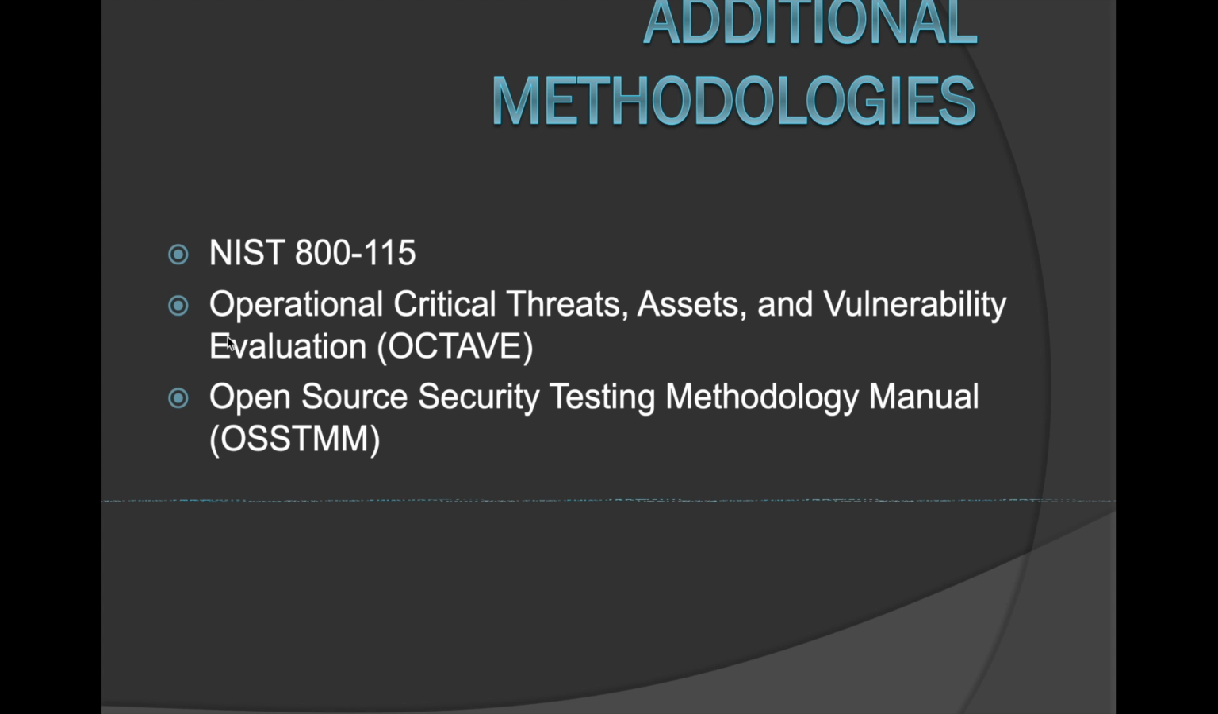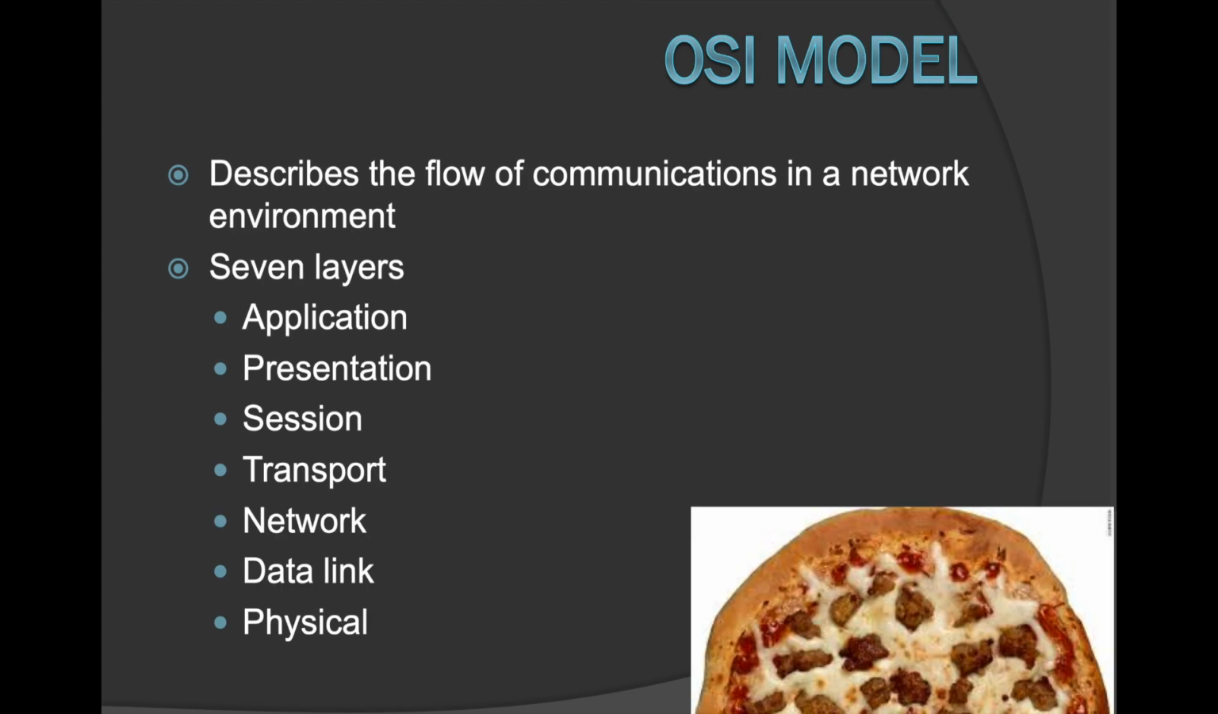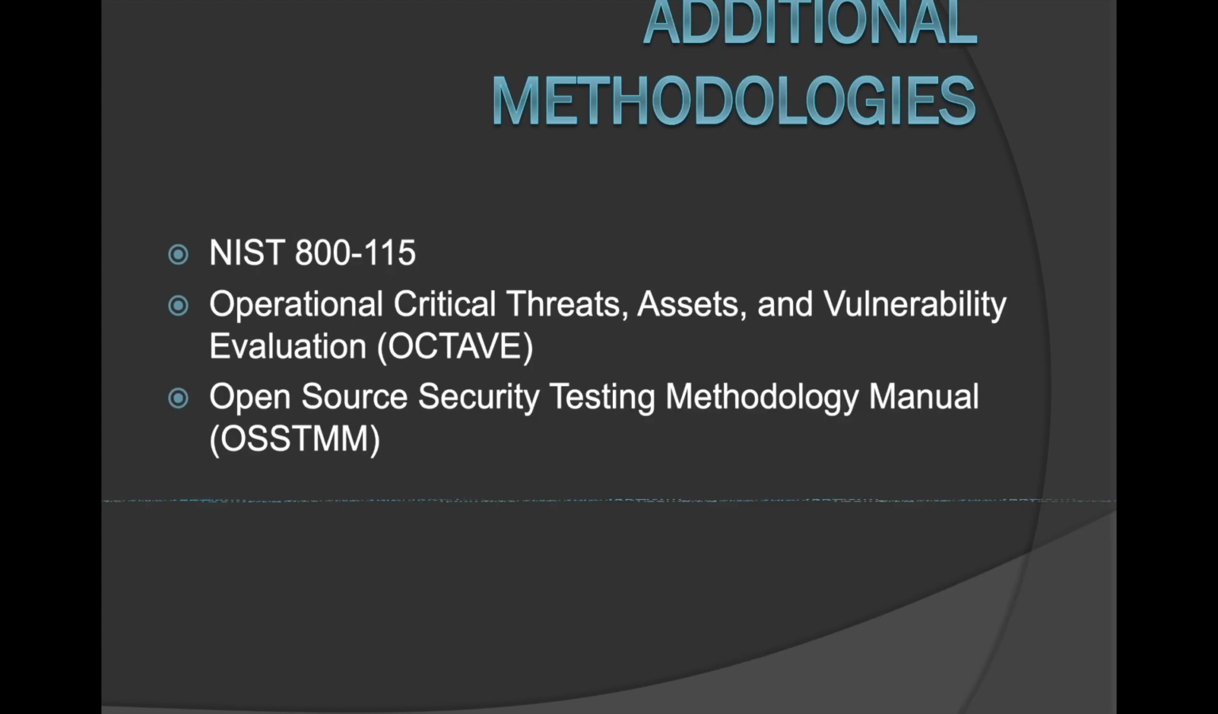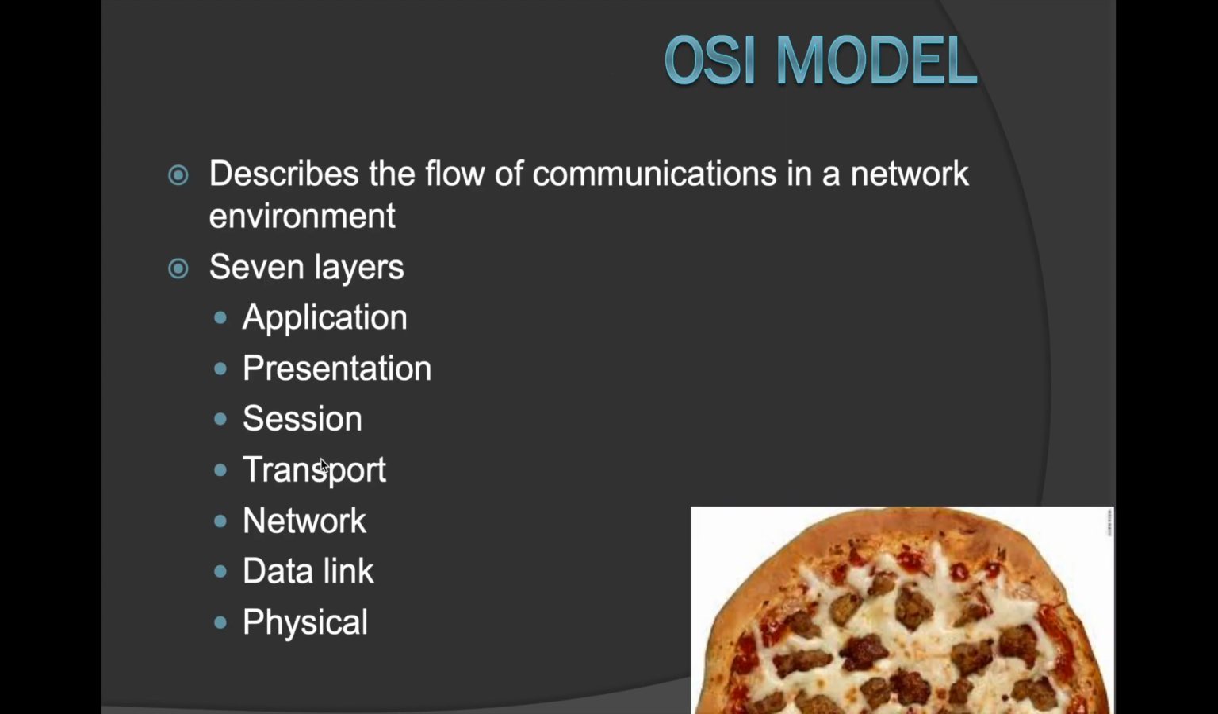OCTAVE is one that I've never seen used in real life, but it is another methodology for evaluating security. And then the OSSTMM, the Open Source Security Testing Methodology Manual. You rarely see this actually used in real life either, because it's very, very detailed. Even when people say they're using it, usually they're doing only part of it. It's a really good methodology, but it's so detailed it would take you months and months to do a pen test if you did all the things that it recommends. So OSSTMM is a very, very detailed one.